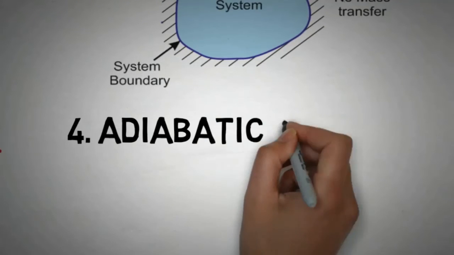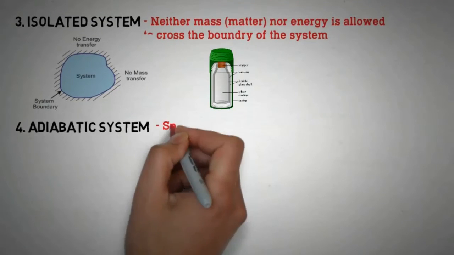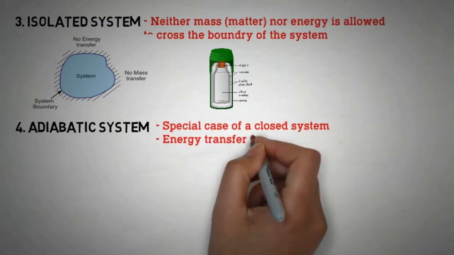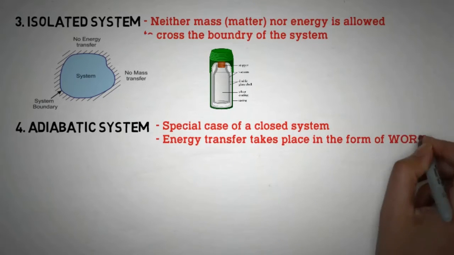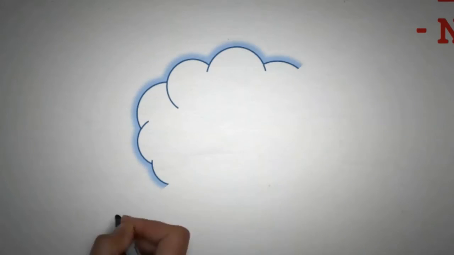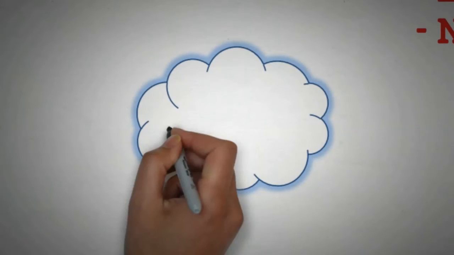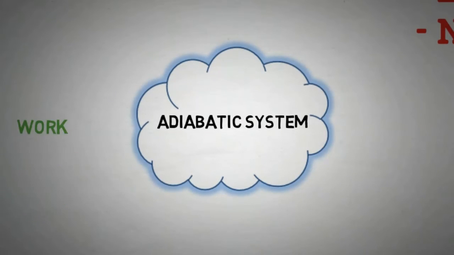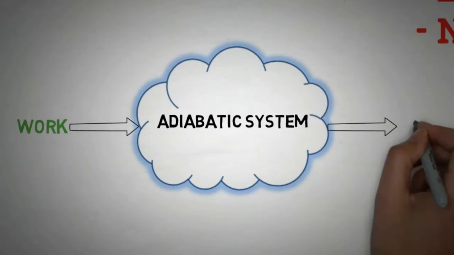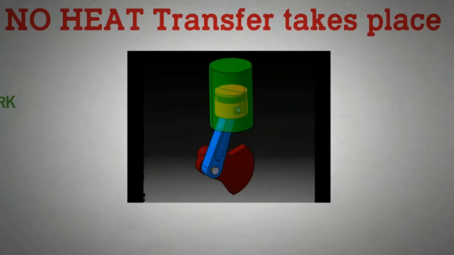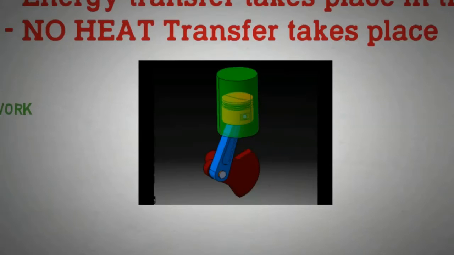of flask. Adiabatic system. Adiabatic system is a special case of closed system where energy can only transfer in the form of work. No heat transfer takes place within the system. Energy does not transfer in the form of heat and only transfer in the form of work, as we can clearly see in the diagram. Sometimes engine cylinder walls are made adiabatic so that energy lost due to heat can be eliminated.